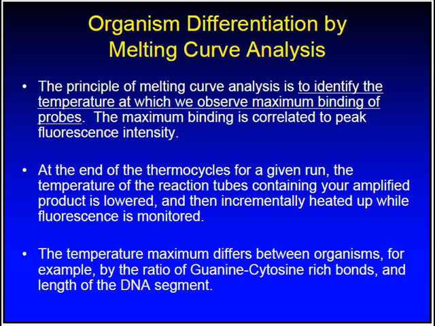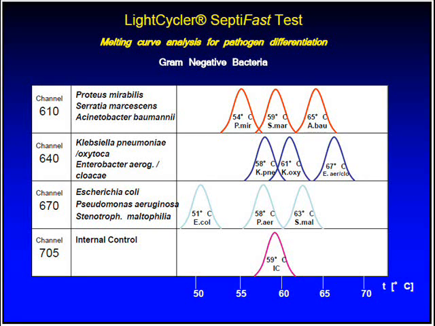The maximum temperature differs between organisms, for example, by the ratio of the guanine-cytosine rich bonds, and also by the length of the DNA segments. So these 2 factors potentially could affect the melting peak temperature. This is a melting curve profile for gram-negative pathogens on the SeptiFast assay. The multiple detection channels allow for distinction of multiple organisms with similar melting peak profile.